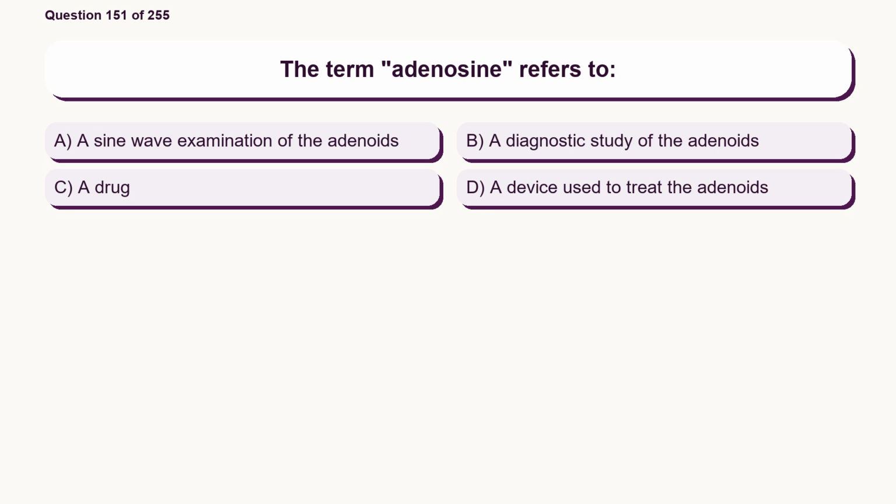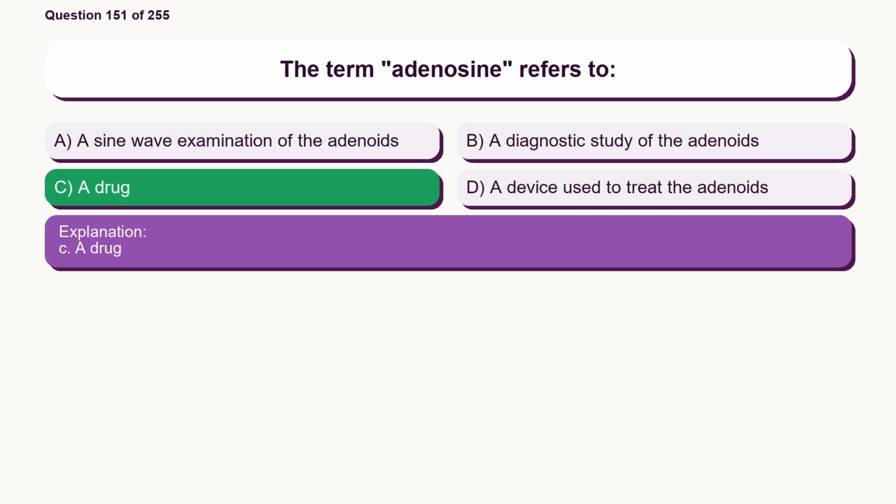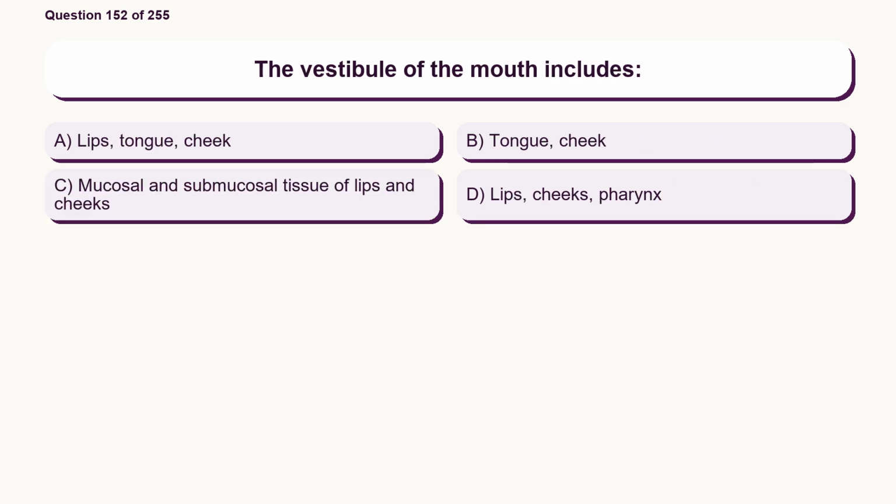Question 151. The term adenosine refers to Option A. A sine wave examination of the adenoids. Option B. A diagnostic study of the adenoids. Option C. A drug. Option D. A device used to treat the adenoids. The correct answer is option C. A drug. C. A drug.